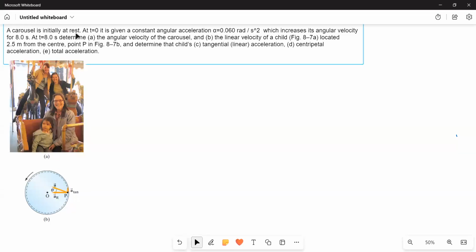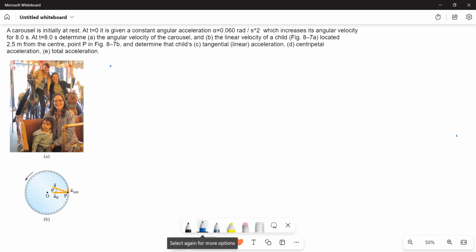A carousel is initially at rest at t equals 0. It is given a constant angular acceleration, alpha equals 0.060 radians per second squared, which increases its angular velocity for 8 seconds. At t equals 8 seconds, determine the angular velocity of the carousel and the linear velocity of a child located 2.5 meters from the center point P shown in the figure, and determine the child's tangential or linear acceleration, centripetal acceleration, and total acceleration.